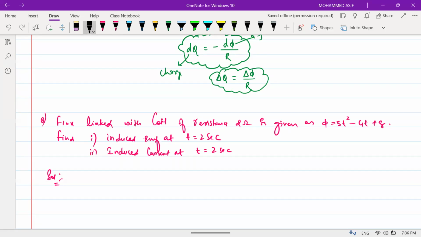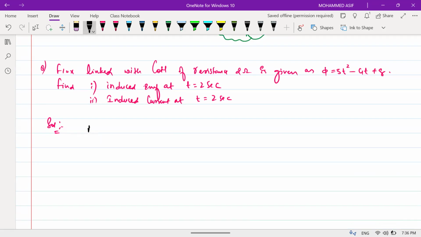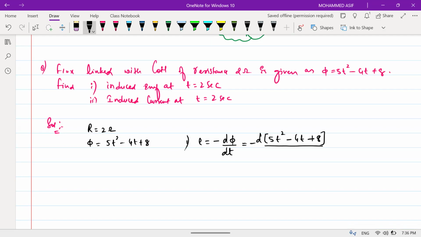Flux is given for me. Resistance of the wire is how much for me? Resistance of the wire is 2 ohm. Flux is equal to 5 into t square minus 4t plus 8. Find induced EMF. What is the induced EMF formula, beta? E is equal to minus of d phi divided by dt. That is equal to minus of d of flux, which will be 5 into t square minus 4 into t plus 8, divided by dt. Am I clear?